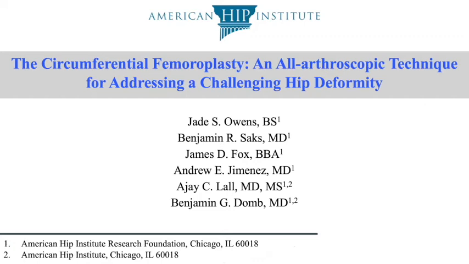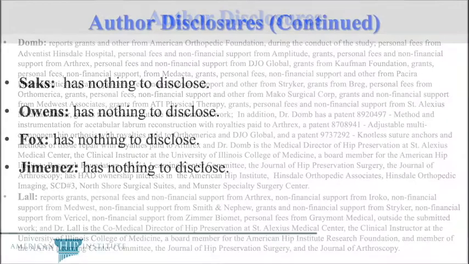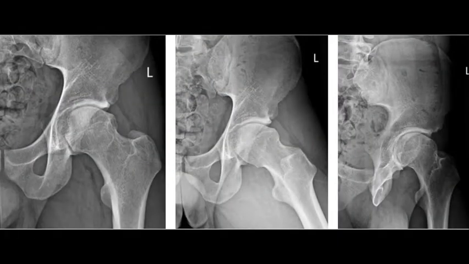This is Dr. A.J. Lal from the American Hip Institute in Chicago, Illinois, discussing our preferred technique for the circumferential femoroplasty addressing a large cam lesion in an all-arthroscopic technique. Seen here are the AP, Dunn lateral, and false profile views of a young 20-year-old male with severe hip impingement-like symptoms during any attempted hip flexion with internal or external rotation.